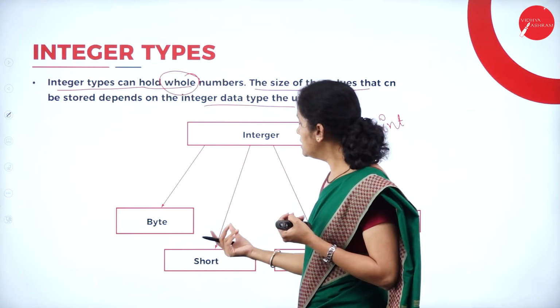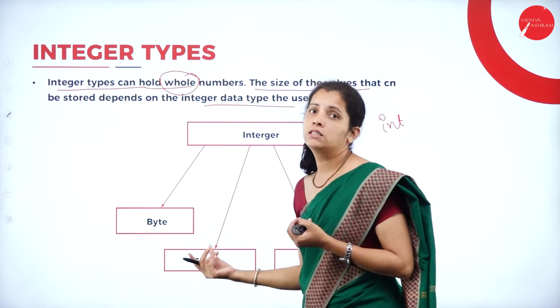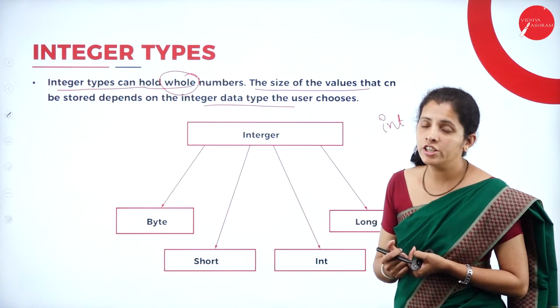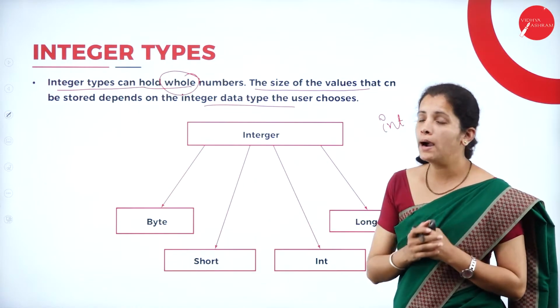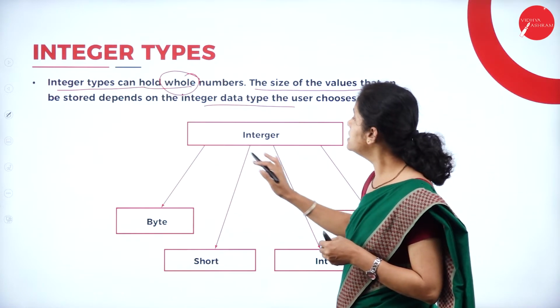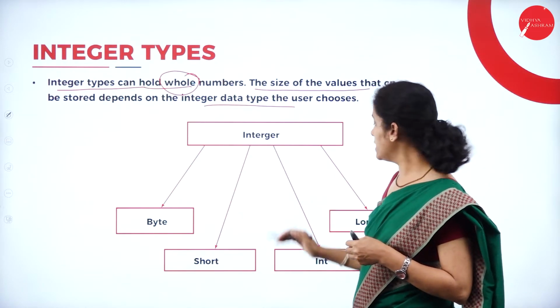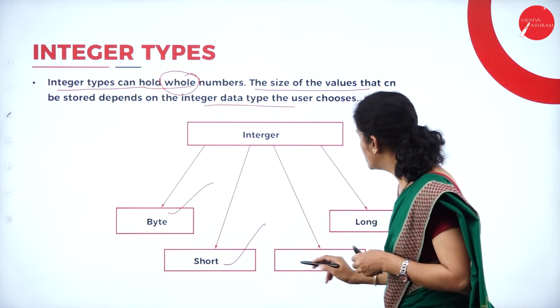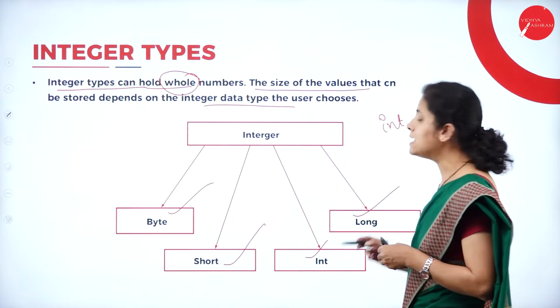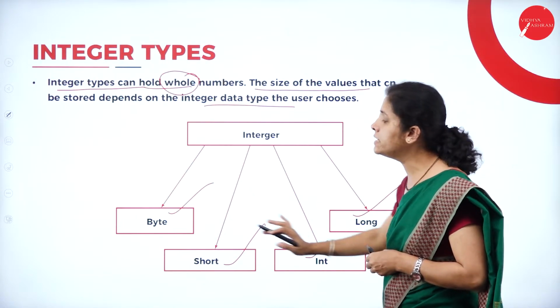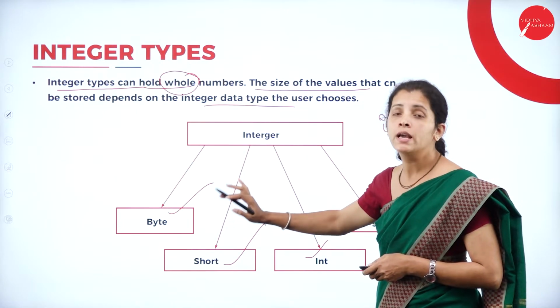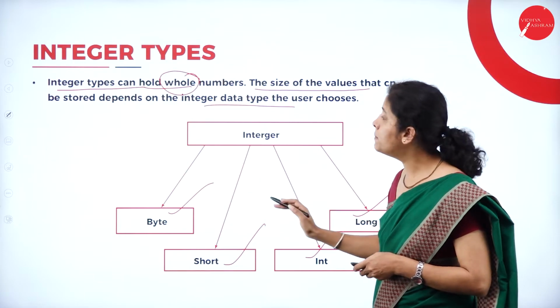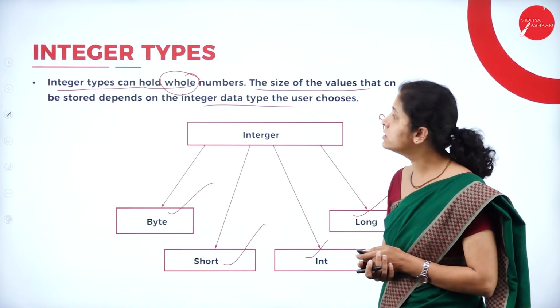The size of the value that can be stored depends on the integer data type. So, if I consider integer, what is the memory allocated for integer? It is 2 bytes. Now, if I consider the integer data type, once again it is divided into byte, short, int as well as long, and all of these are used to represent whole numbers. That is nothing but the integer type.